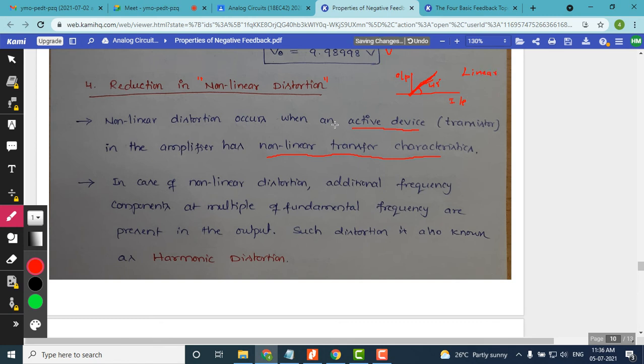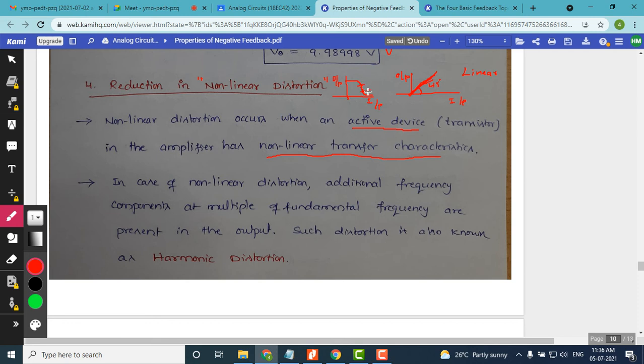We already saw the transfer characteristics of a BJT or FET. It is something like this when we plot an output against an input. Now look here, this is non-linear. We expect active devices to behave like this, but they are non-linear in nature. Somewhere they are linear, as you can see here. A small piece of this is called piecewise, and we can approximate it as linear.